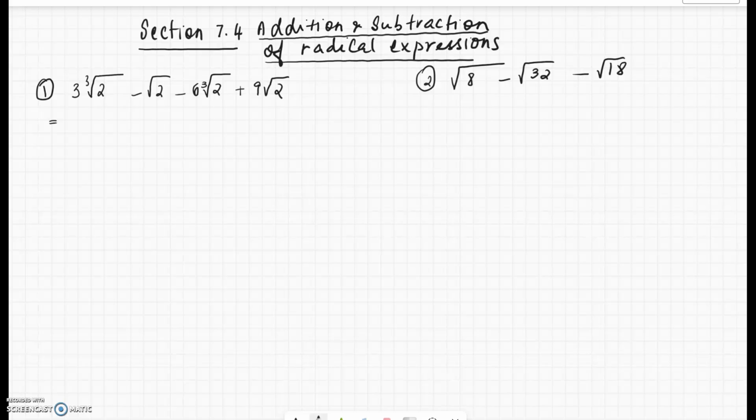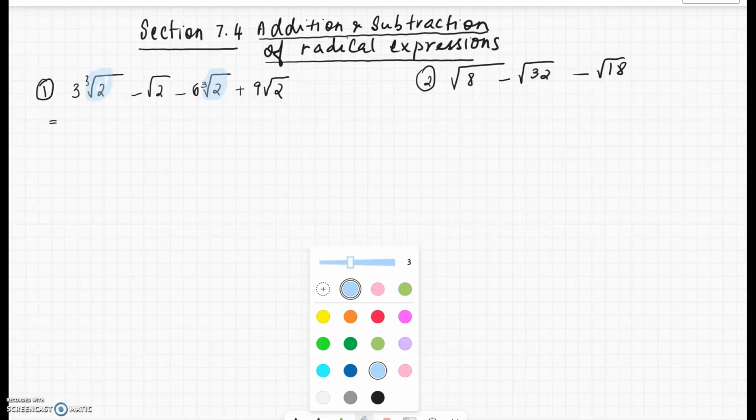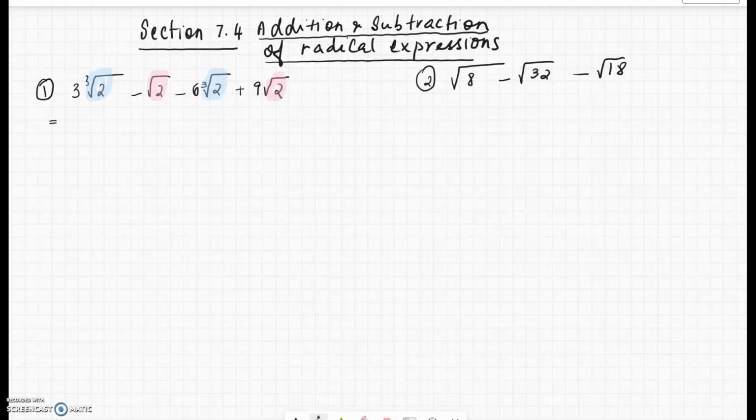Again, adding and subtracting radical expressions. Notice we have a cube root of 2 and another cube root of 2. And then we have a square root of 2 and another term containing a square root of 2. So now we're going to combine the like terms. Let's collect all the cube root of 2 expressions. We have 3 and then minus 6 times cube root of 2.